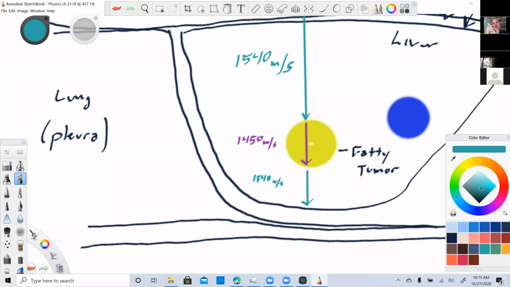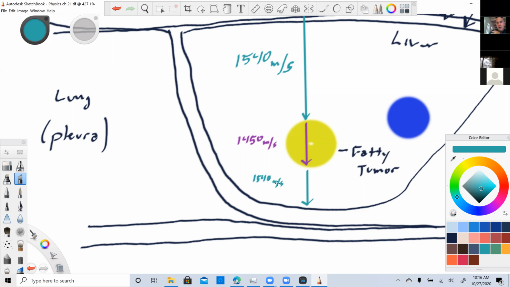So the speed of sound changes a lot, but it's usually not dramatic. And you can't really go into bone anyway, so that would be dramatic if we could, but we don't. Sound's reflected anyway, so we don't really see the effects of what bone can do. But a decent sized fatty tumor in the liver will cause a problem.